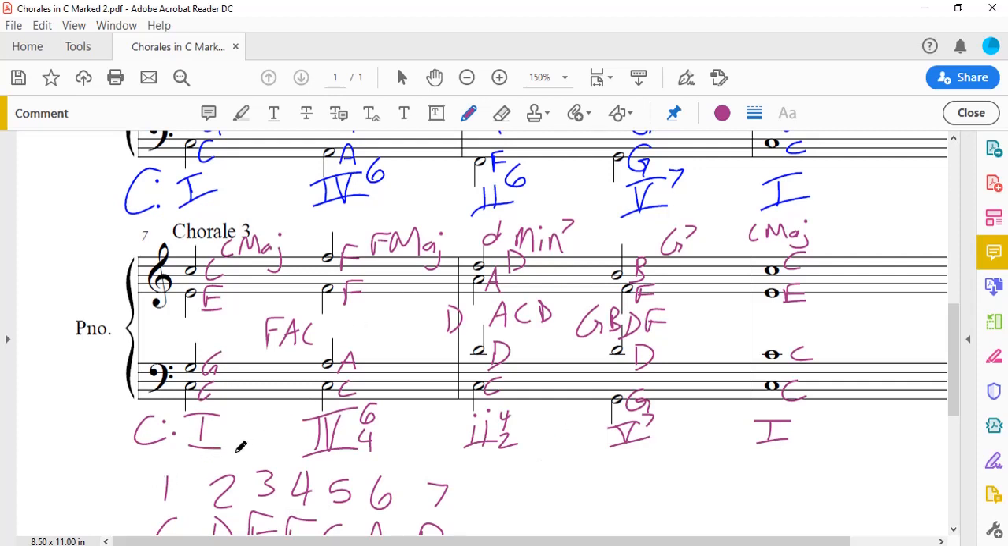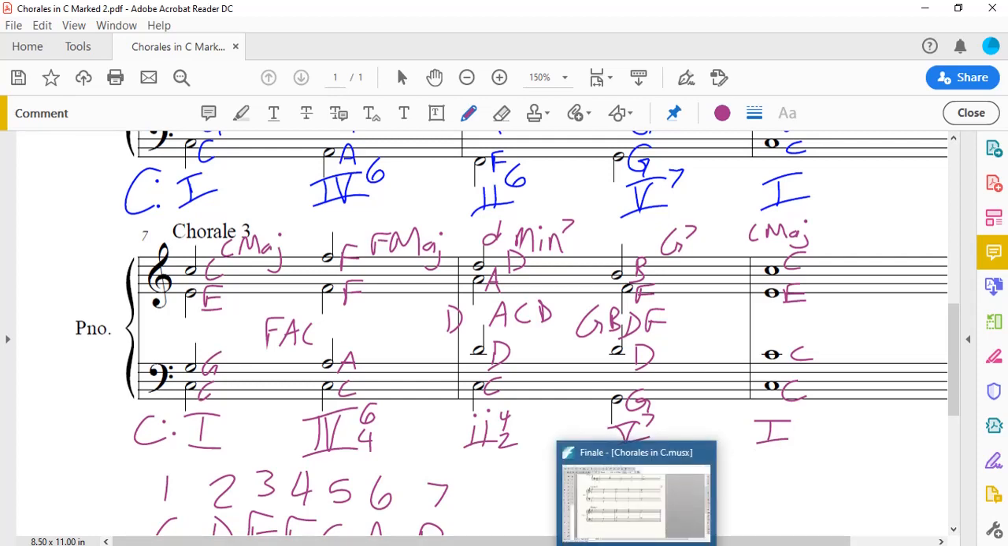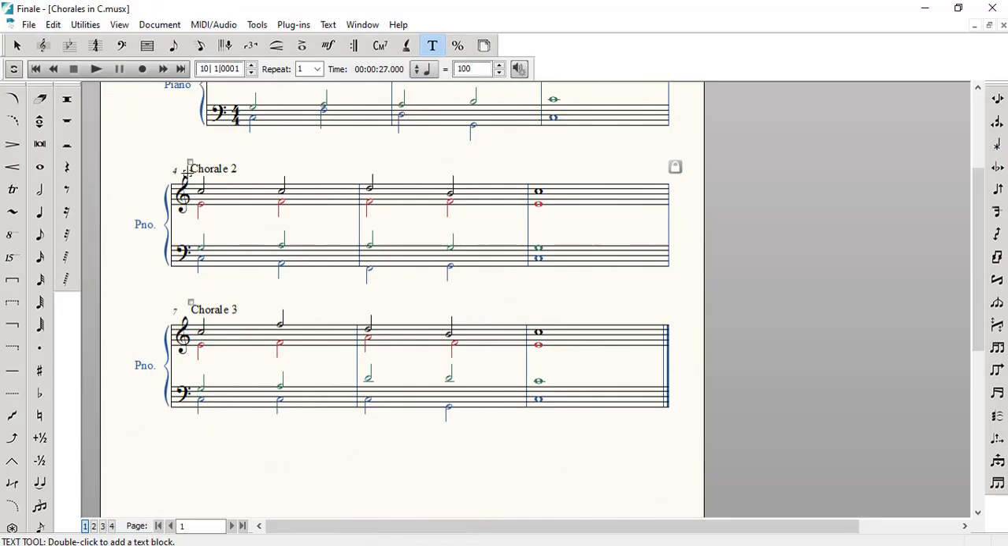But once again, just to be super clear, we're in C major. Chorale 3 is a 1 chord in root position, a 4-6-4, 2-4-2, 5-7, 1. And that's how we would say it in music theory terms. One last time, let's go ahead and give this a listen. This is Chorale 3, what we just analyzed.